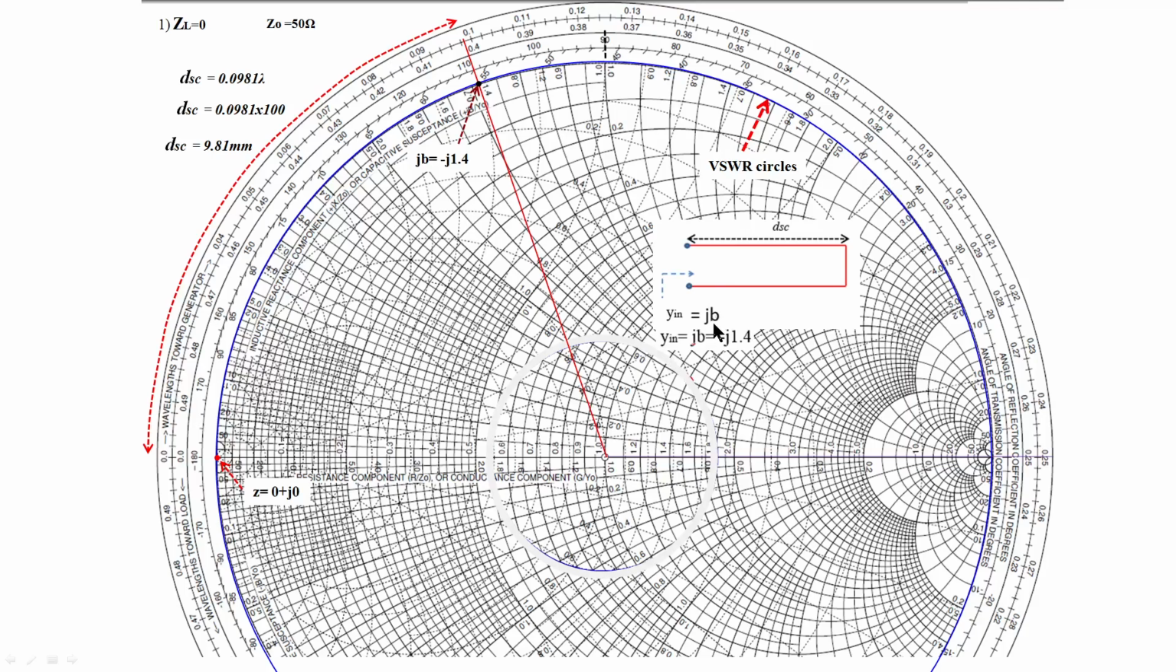For example, we want to implement a susceptance looking between these two terminals. As you look towards the short circuit, this is a short circuit, the impedance between these two is a susceptance, and the value we needed is minus j1.4. This part of the circuit behaves like a component. This is a transmission line, a piece of transmission line with a particular length. It has a length d_sc.